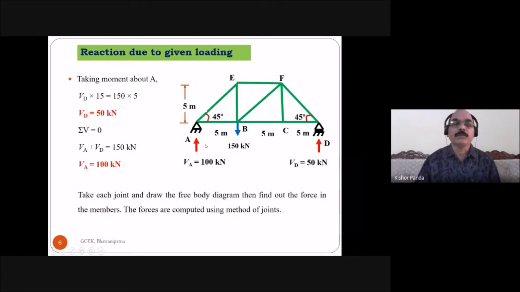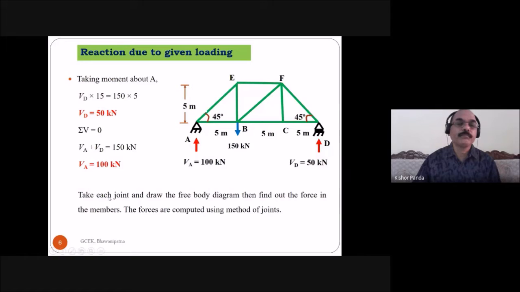Then you take the summation of vertical force is equal to 0. So this is the vertical reaction at A, and this is the reaction at D, VA and VD, and this is the downward load at joint B. So VA plus VD is equal to 150 kilonewton. But you know VD is equal to 50 kilonewton, so you can find VA. VA is equal to 150 minus 50, so this is equal to 100 kilonewton. So this is the reaction at A, and this is the reaction at D.